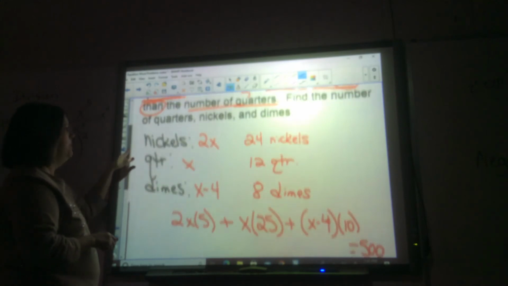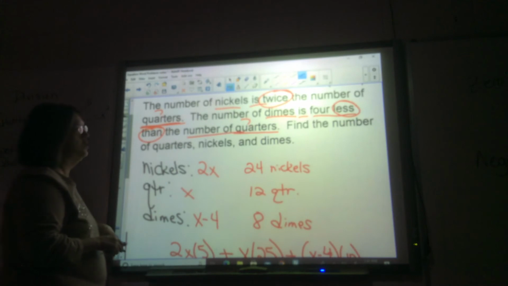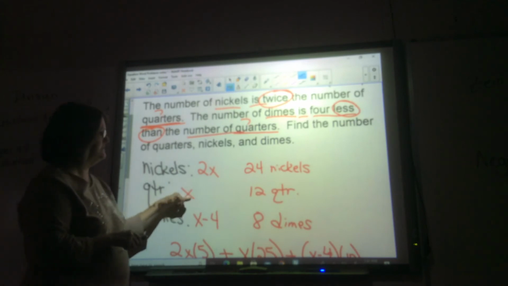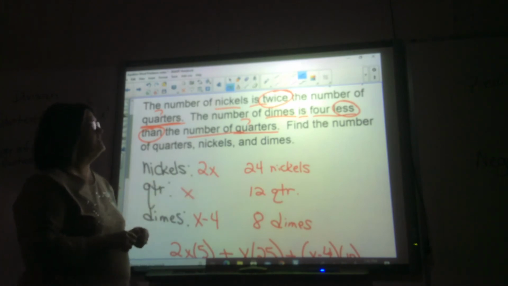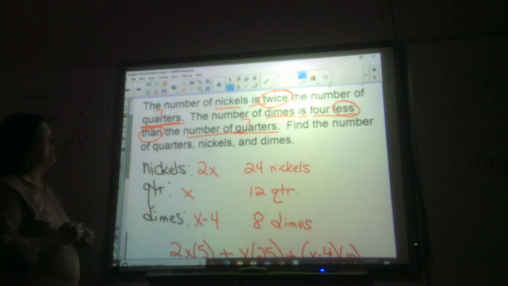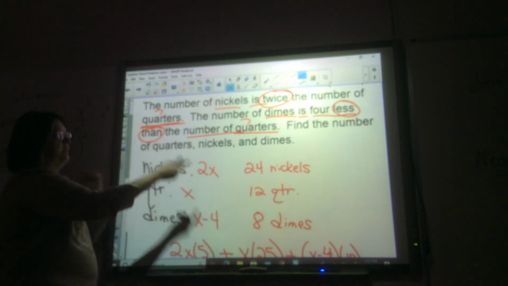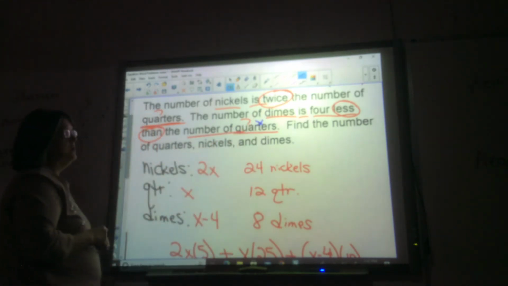Okay? Now I go back up and I look at the rest of it. They tell me the number of nickels is twice the number of quarters. Well, how do I write twice this? I write 2x. Then they tell me the number of dimes is 4 less than the number of quarters. Remember, less than is one of those words that flips things. So quarters is my x. So I'm not going to write 4 minus x, I'm going to write x minus 4.